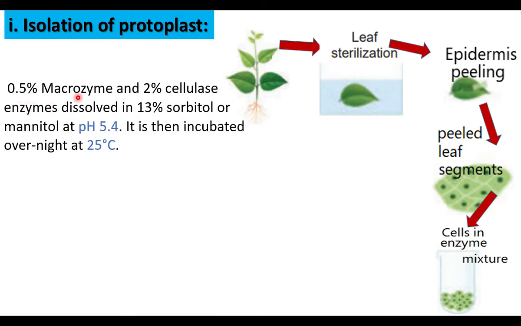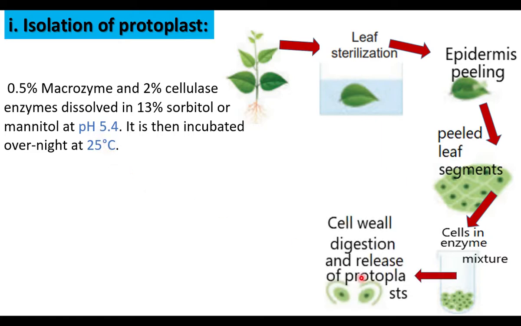0.5% macrozyme and 2% cellulase. These enzymes are dissolved in 13% sorbitol or mannitol. The pH maintained is 5.4, the incubation duration is overnight, 1 night incubation, and the incubation temperature is 25 degrees Celsius. Within 1 night the chemicals remove the cell wall and we will get protoplast.